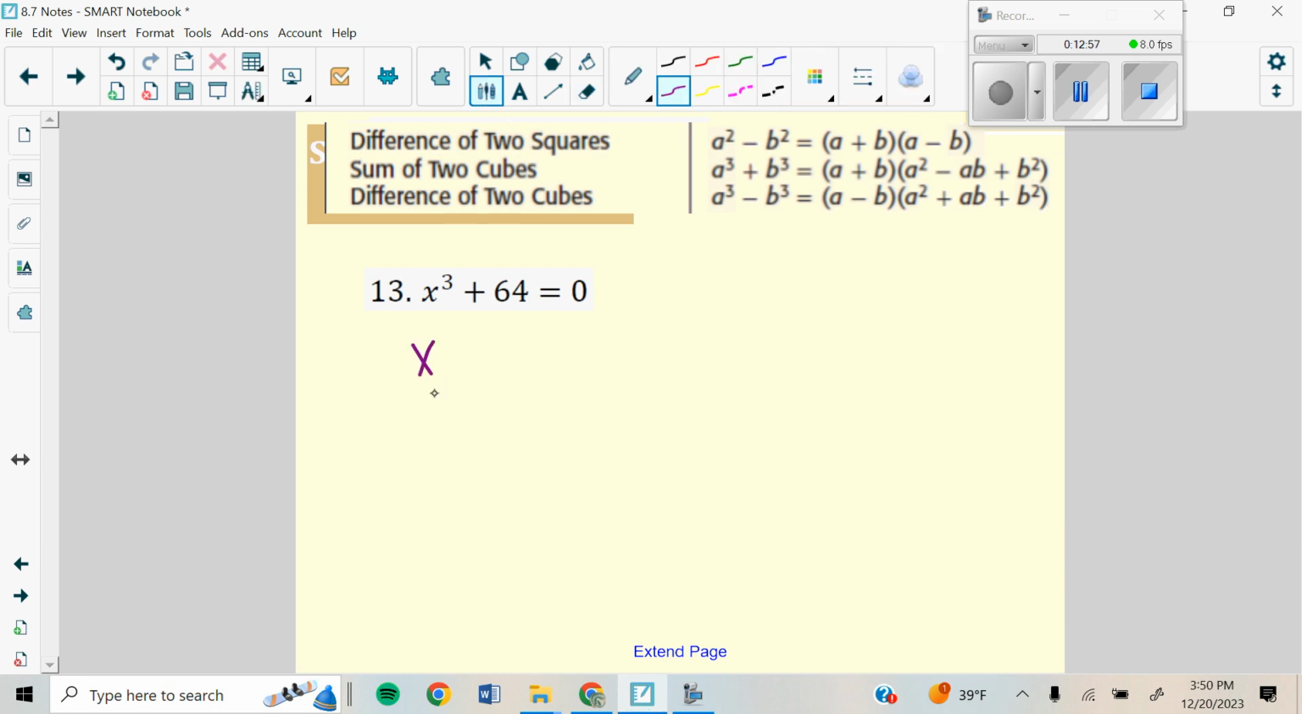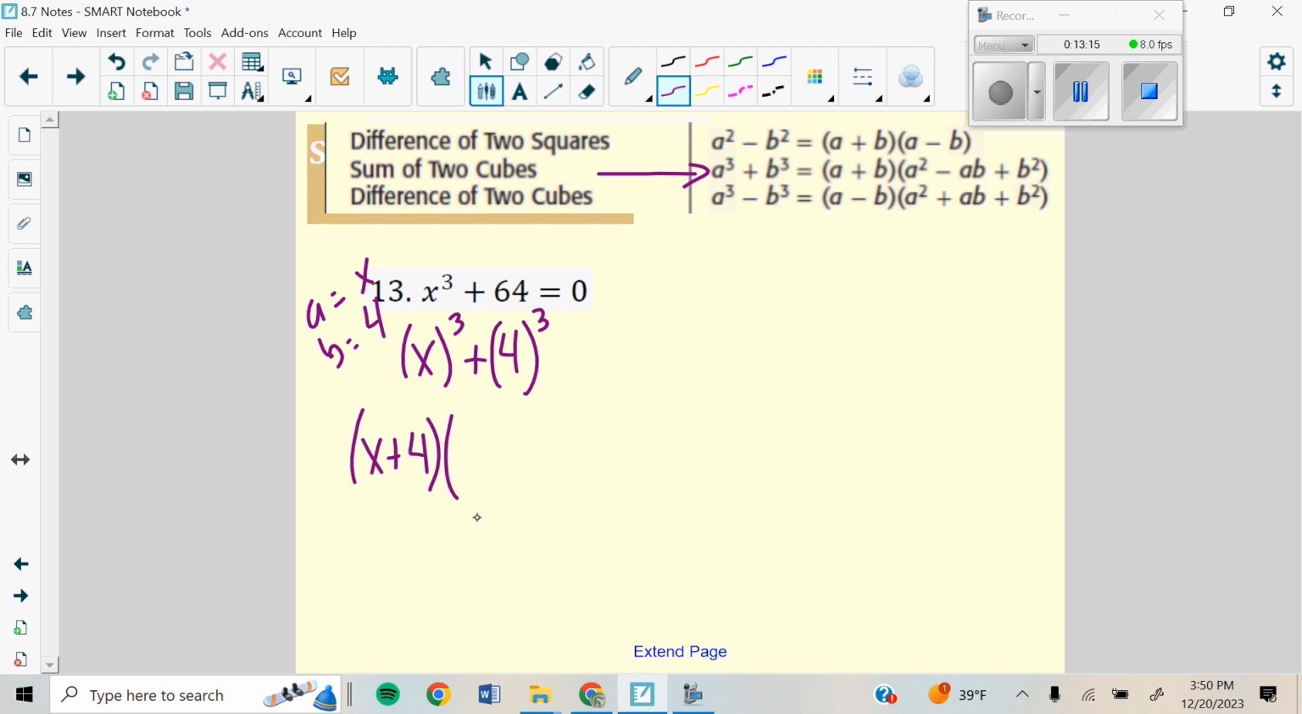Okay, so my terms are x and then 4 cubed. So a is x and b is 4. I'm going to go ahead and use my sum of two cubes formula. So I get x plus 4, times a squared, so x squared, minus a times b, so 4x, plus b squared. So 4 squared gives me a 16. And then we have our equals 0.